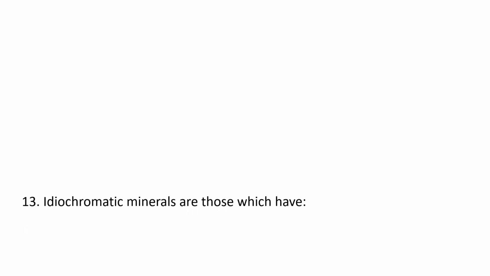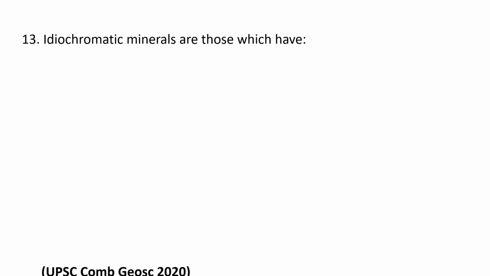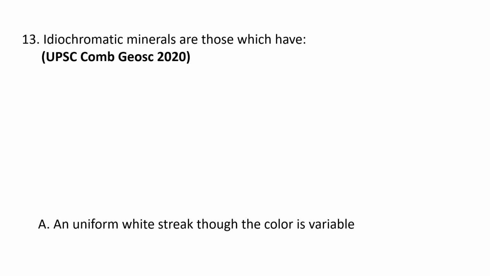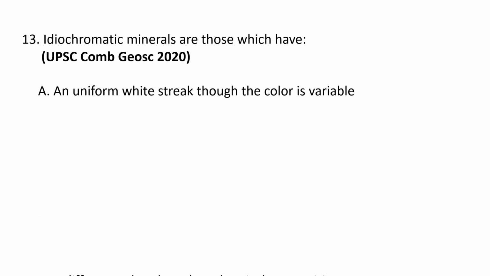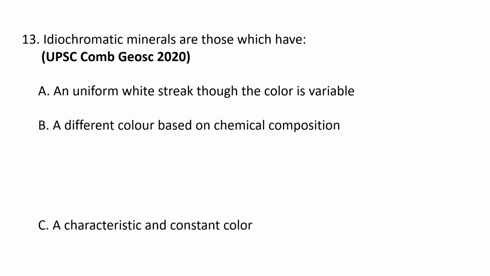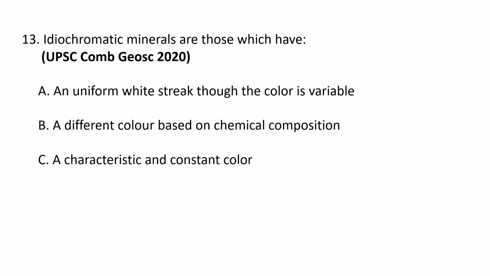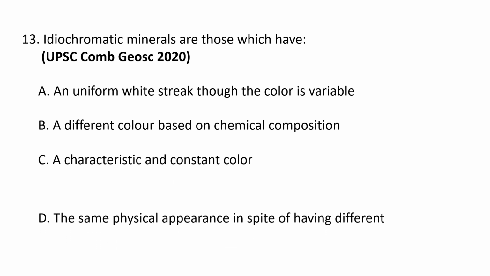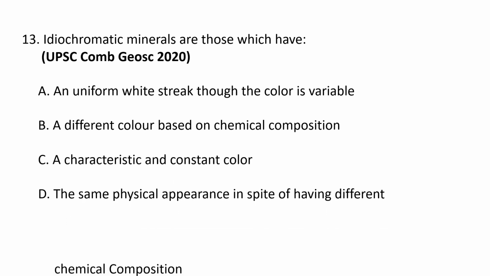Next question. Idiochromatic minerals are those which have A. a uniform white streak though the color is variable, B. a different color based on the chemical composition, C. a characteristic and constant color, and D. the same physical appearance in spite of having a different chemical composition.